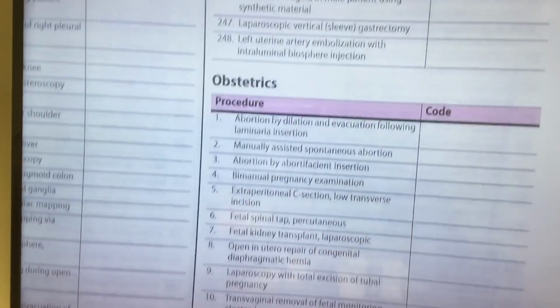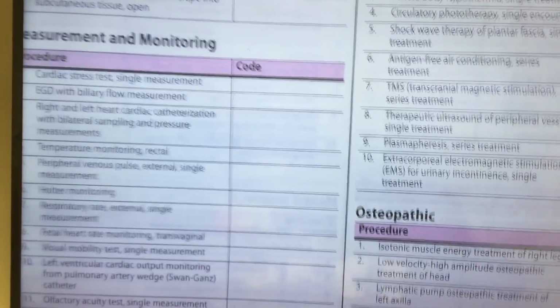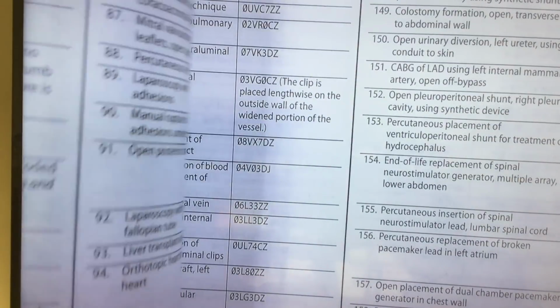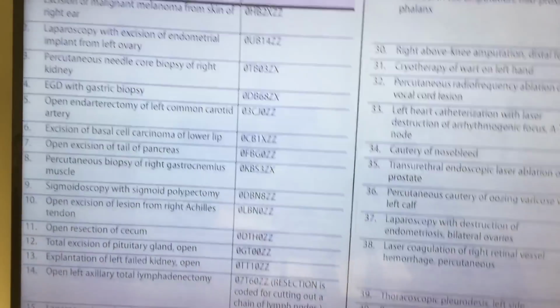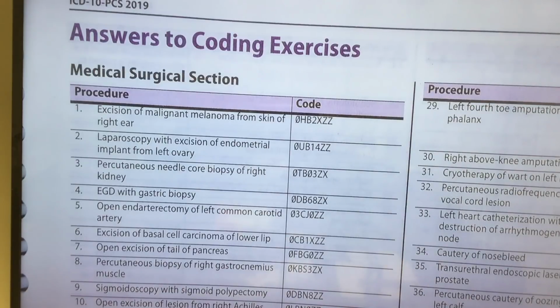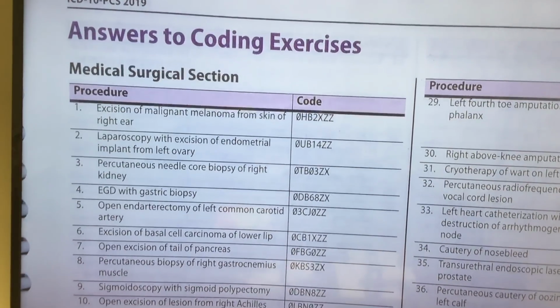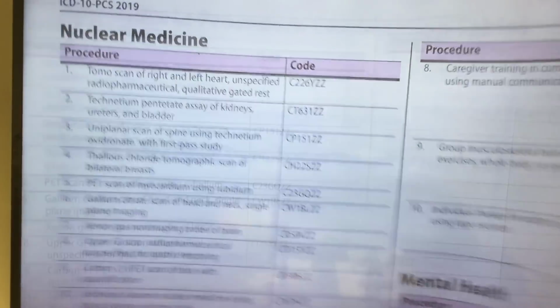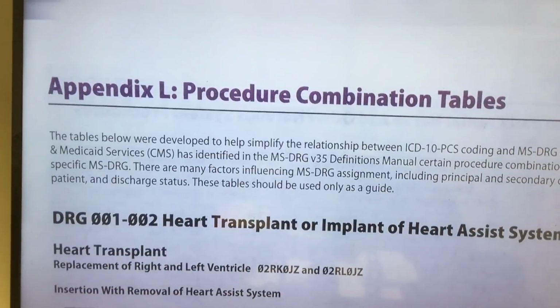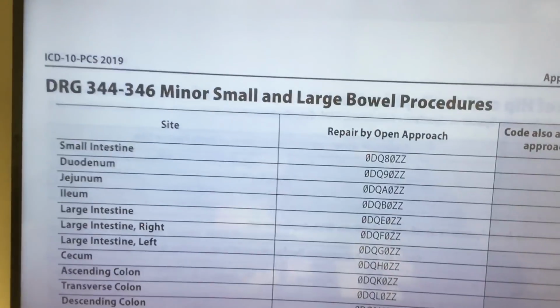Then they go into obstetrics and placement. But then, guys, guess what? They go into the other areas as well. And one of my favorite parts about this, yeah, the answers. So you can practice with the manual. All right, so next up, we have Appendix L, the procedure combination tables.